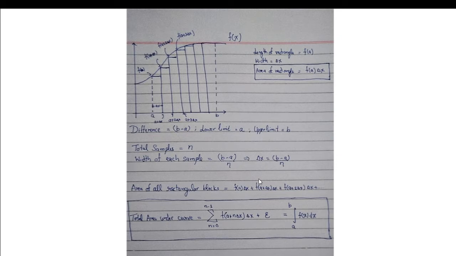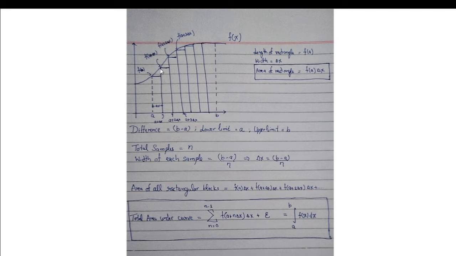Now let us calculate the area. What will be the area of this rectangular block? Let's focus here. What will be the length of this rectangle? The length will be f of A, which I have mentioned here. Then the width will be delta x. So the area is very simple, which is nothing but f of A into delta x. So this is the area of this rectangle.